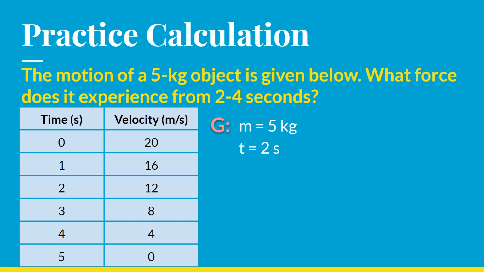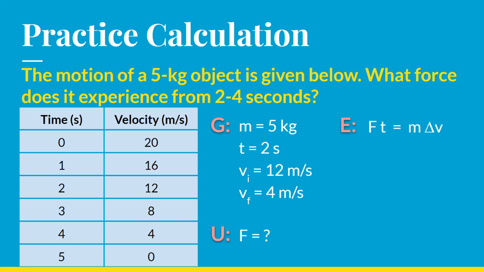I know that at that 2-second mark, my initial velocity is 12. Because I'm only looking from 2 to 4, I'm going to start at 2, 12. At 4, my final velocity is 4. I could have asked you for any interval, by the way. I could have said from 0 to 5, and then you would have used those numbers. But this is what I'm using. All right, so I have mass, I have time, I have initial and final velocity. I am looking for force. My equation for this, based on the information I have, is the one we started the class period with: F times t, impulse, equals m times delta v, change in momentum. So this is my impulse momentum theorem.